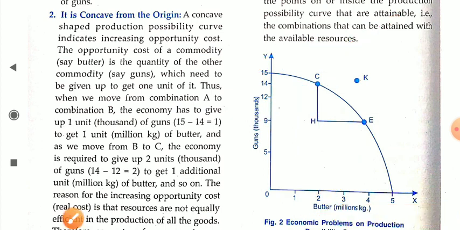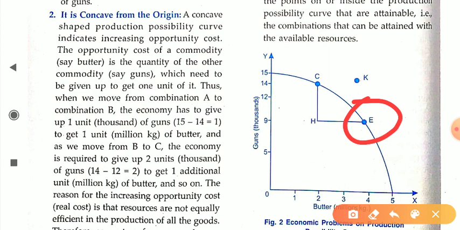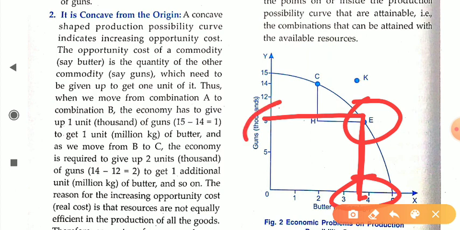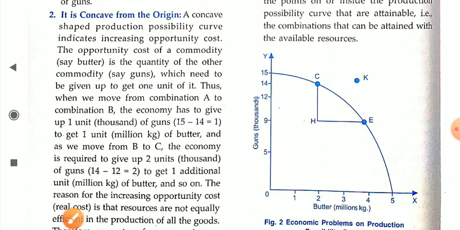Now similarly, if you choose point E, it means the demand for butter, which you can see is 4, is more as compared to guns. So you have to choose what is your wish. Okay, what is your wish? What goods you want to choose. So you have to select accordingly.